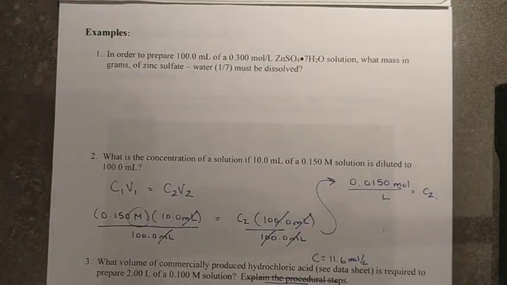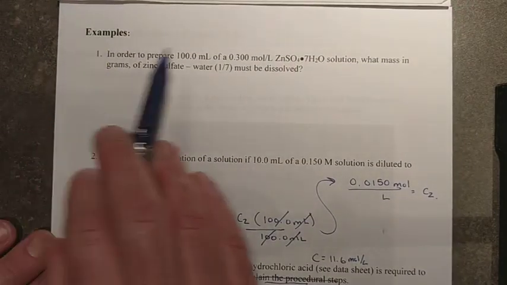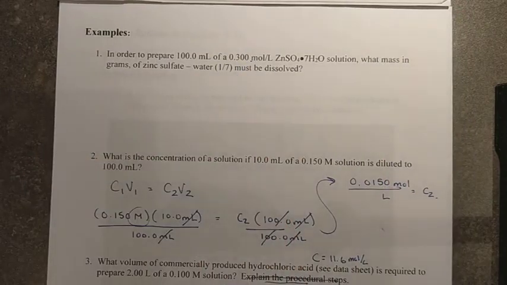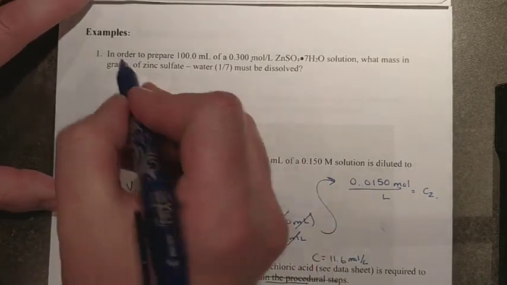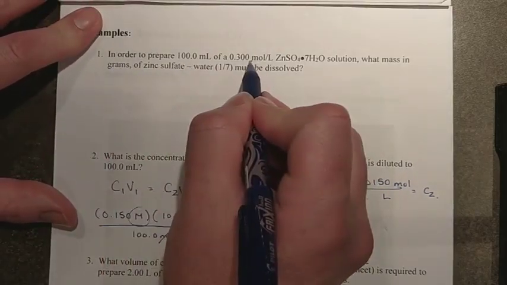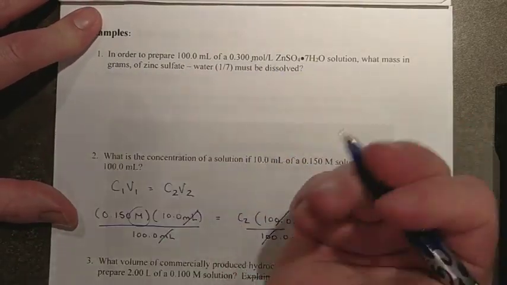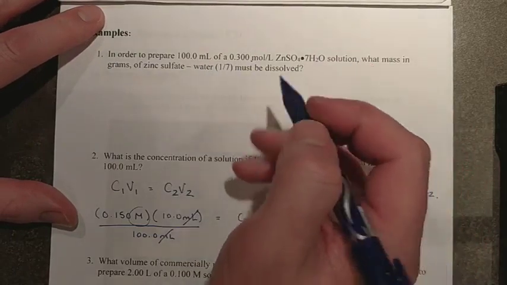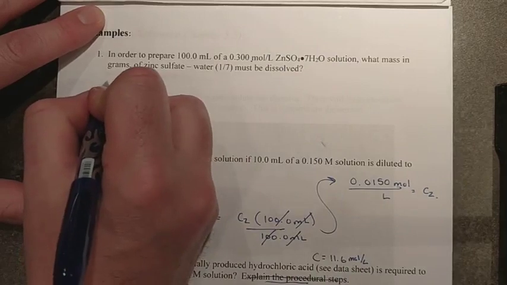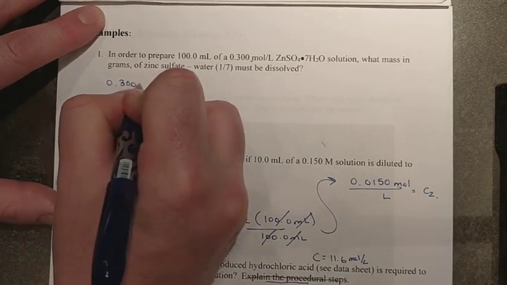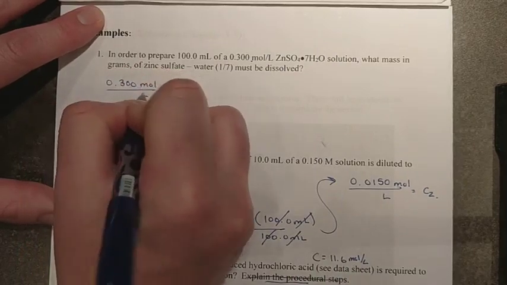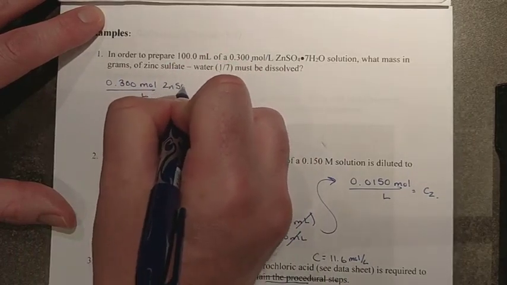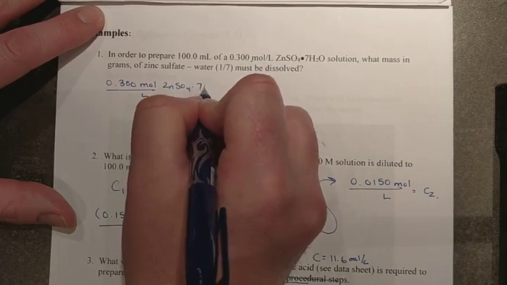Again, we've done questions like this already. We're just being asked to figure out a mass, and remember, we have a molar concentration that helps us out. So, if I want to prepare 100 mils of this solution, what mass do I have to weigh on a scale and dissolve in 100 mils? For this, again, a good starting point is my concentration, and that would be my zinc sulfate heptahydrate.